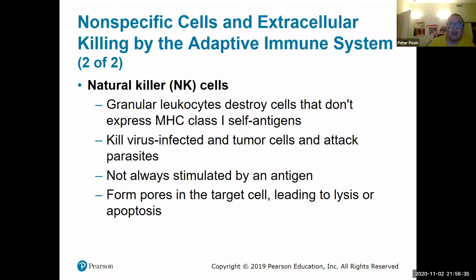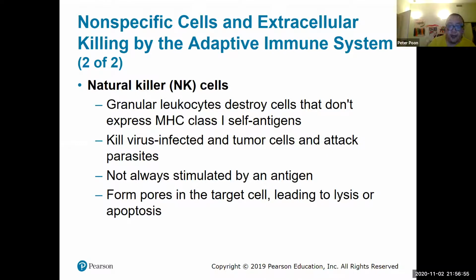Natural killer cells. We don't actually know exactly how they work. They kill a bunch of different stuff. They destroy cells that don't express MHC1, with the exception of red blood cells. I don't really know how they avoid that, but they do.